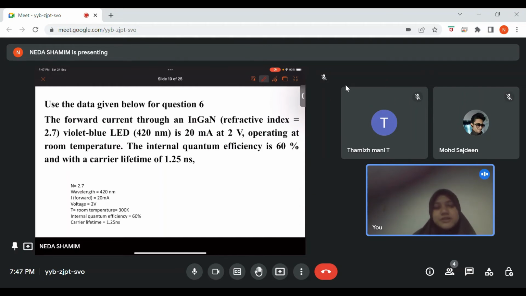Now let's move on to the next question. The next question says, we know the forward current. The forward current is 20 milliamperes, then it is operating at some voltage, which is 2 volt. And temperature is room temperature, room temperature means 300 Kelvin. I'm also given information of the internal quantum efficiency and the carrier lifetime, that is about 1.25 nanoseconds, and the refractive index of my diode is 2.7.